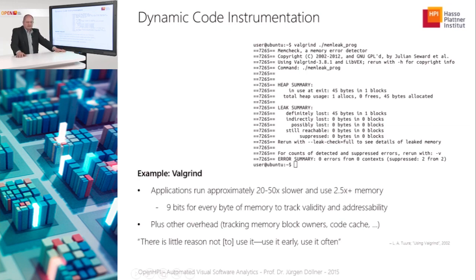We also see some disadvantages. Applications run approximately 20 to 50 times slower and use much more memory. There's also an overhead for tracking memory block owners and code caches. But in the end, especially if we want to analyze complex software systems, there's little reason not to use it. Use it early, use it often. This might be a mantra for improving software quality based on code instrumentation techniques, based on execution trace data that is analyzed and evaluated by software analytics.